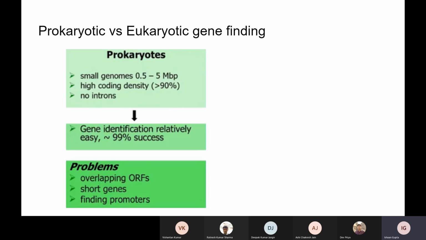So when you actually start to do this for prokaryotes, which usually have small genomes, high coding density, and no introns, gene identification is relatively easy. The problems you would usually have are overlapping open reading frames, short genes, and the problem of finding promoters.